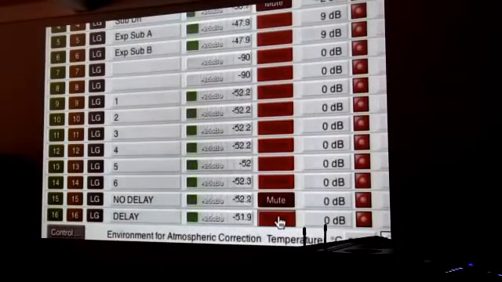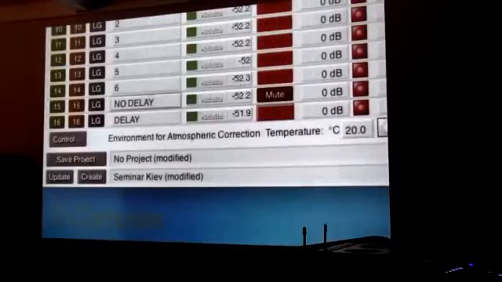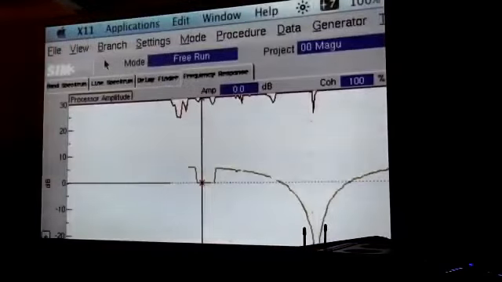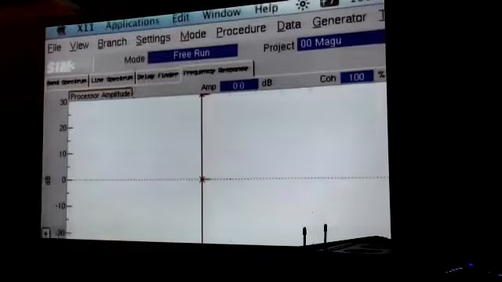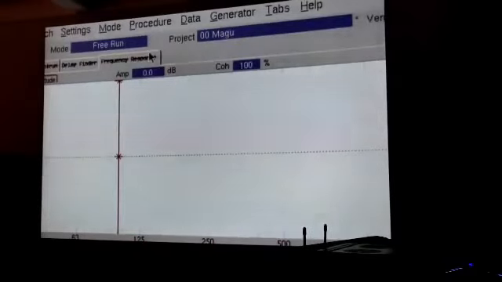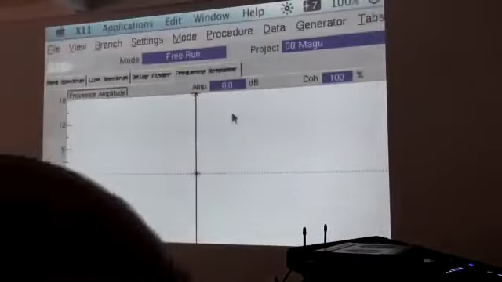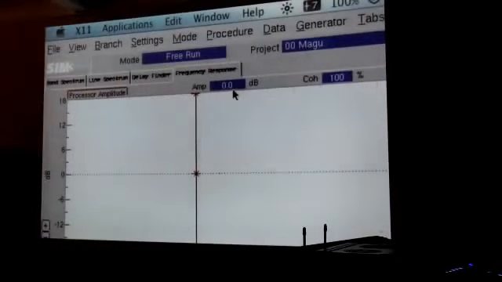Let me choose. Playing 100 Hz. 100 Hz is this one. This channel reads in the analyzer at 100 Hz a level of 0 dB. And the channel with delay reads at 100 Hz a level of 0 as well.